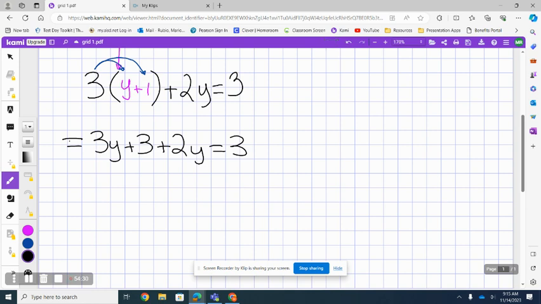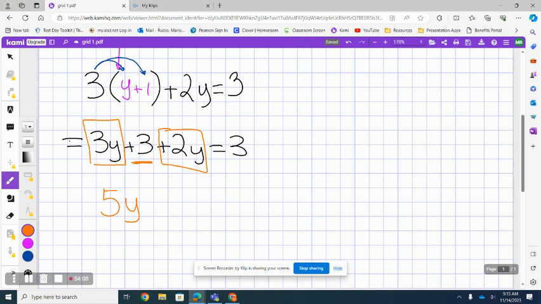What does combine like terms mean? I agree. I think you should combine like terms. What does that mean? What am I going to combine? 3y and 2y. Good. Thank you. 3y and positive 2y. What's 3 plus 2? 5y. And then what about that 3? Can I combine it with anything?